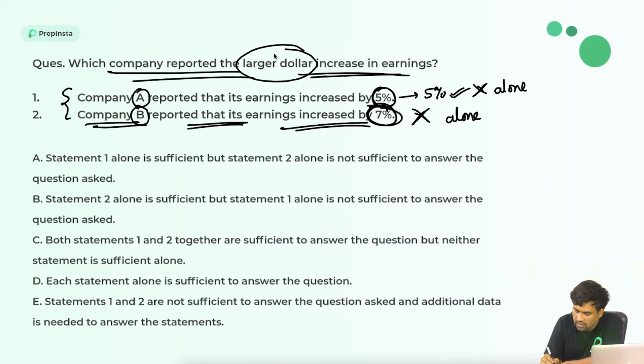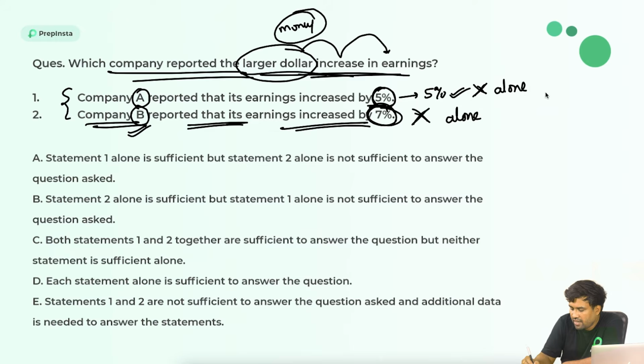Why? Because here it is the larger dollar increase. For example, if they asked which has the highest percentage growth, you can say by comparing 1 and 2 that the data is sufficient to answer. But they are asking larger dollar increase. Dollar increase means you have to find the money value, right?